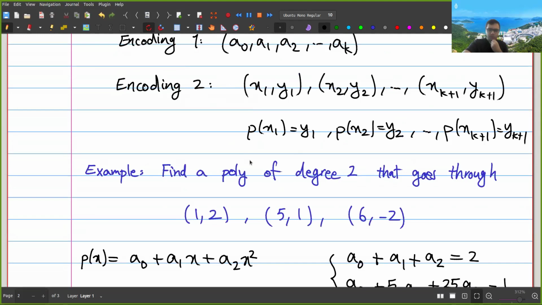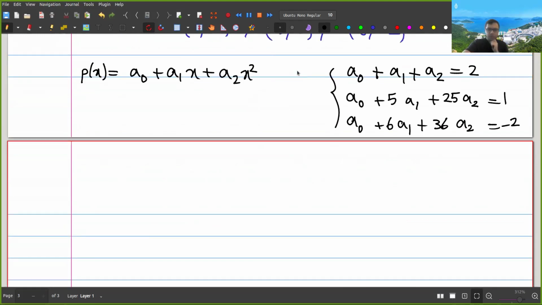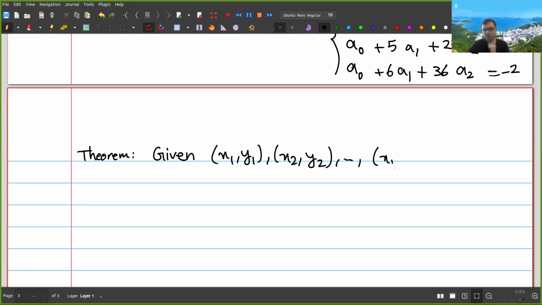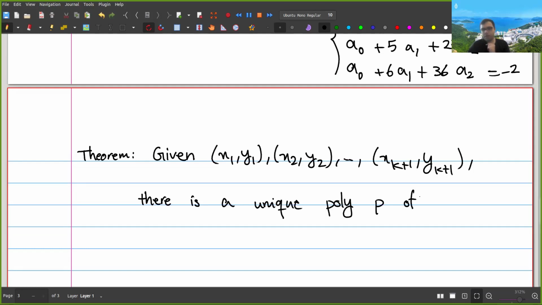But there's also another way to prove the uniqueness of the polynomial. So let me just try this simple theorem. I want to say, given x1, y1, x2, y2, and so on to xk plus 1, yk plus 1, so given k plus 1 points, there is a unique polynomial p of degree at most k that goes through all these points.